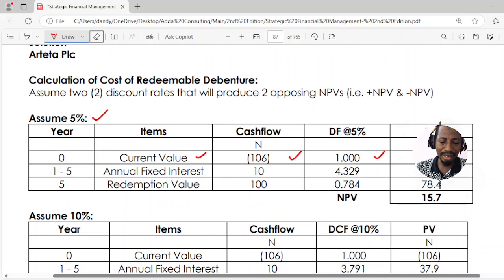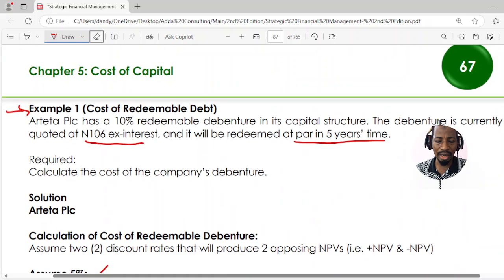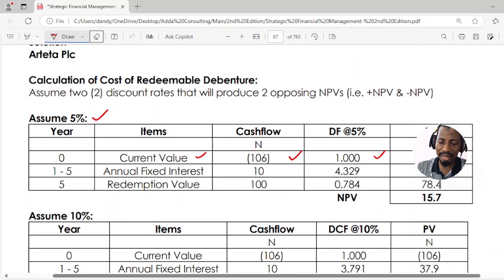I need to go and determine annual fixed interest. I will check from the question, am I given tax rate? If I'm given tax rate, I need to adjust for tax because the interest I'm going to pay will be lower if I have tax rates. But if I'm not given the tax rates, then the coupon rate is the same thing as the fixed interest that I'm going to use. In this question, we are not given tax rates. Therefore, the interest expense will then be 10%, which of course is 10 Naira. And that's why you are seeing 10 here.